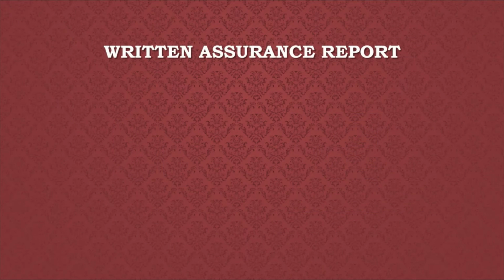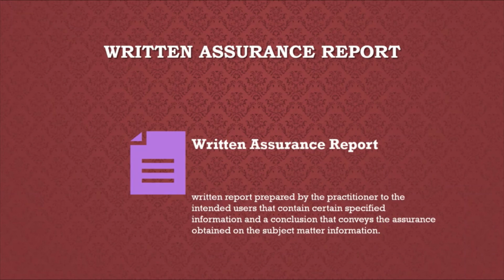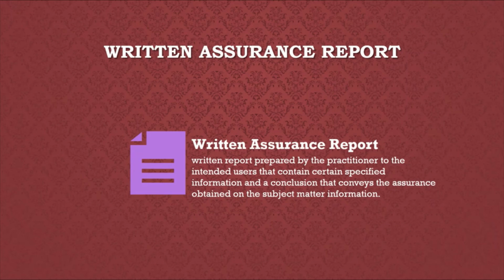Last element of assurance engagement is the written assurance report. Written assurance report is the written report prepared by the practitioner to the intended users that contains certain specified information and a conclusion that conveys the assurance obtained on the subject matter information.